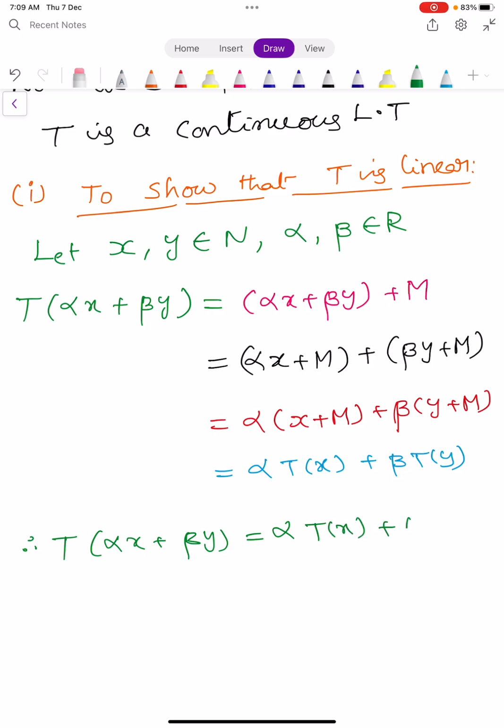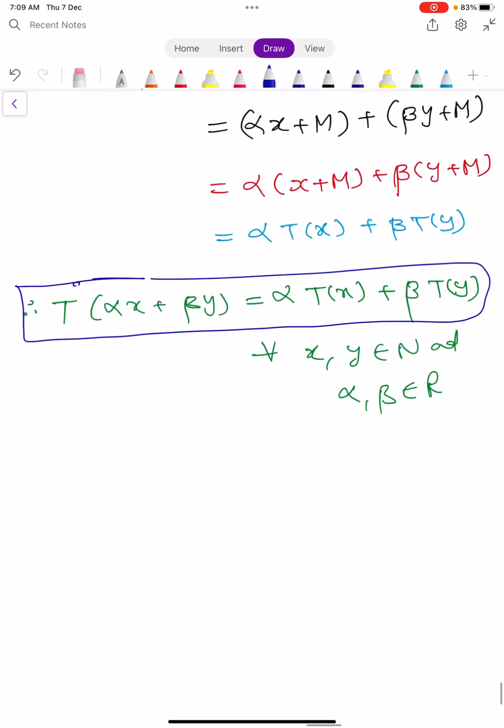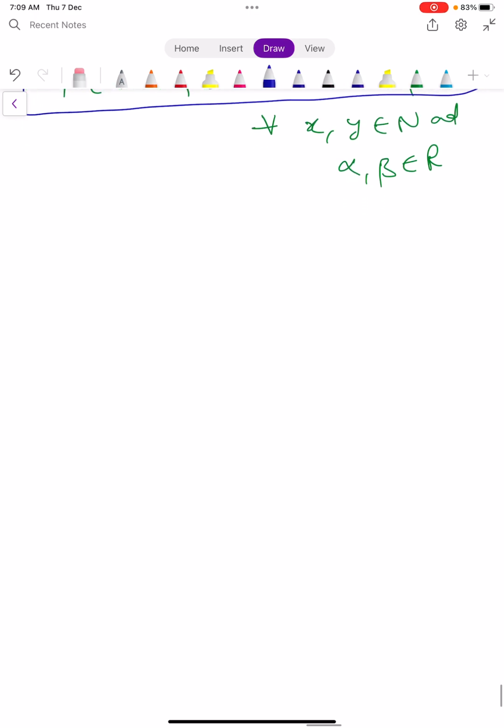Therefore, we prove that T of alpha x plus beta y is equal to alpha into T of x plus beta into T of y for all x, y belongs to capital N and alpha, beta belongs to the real numbers capital R. This condition shows us capital T is a linear transformation.